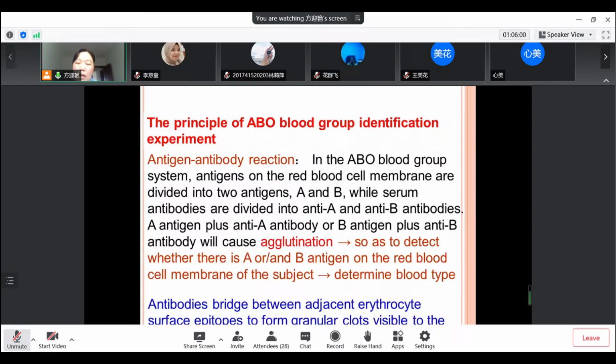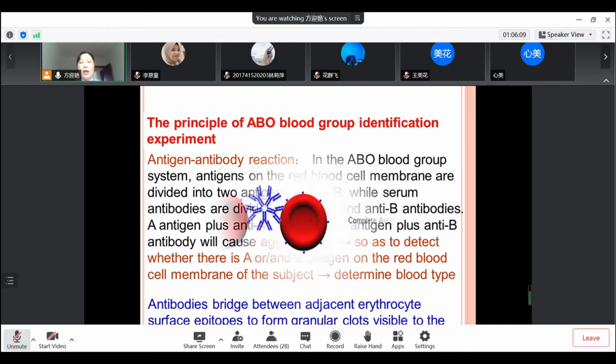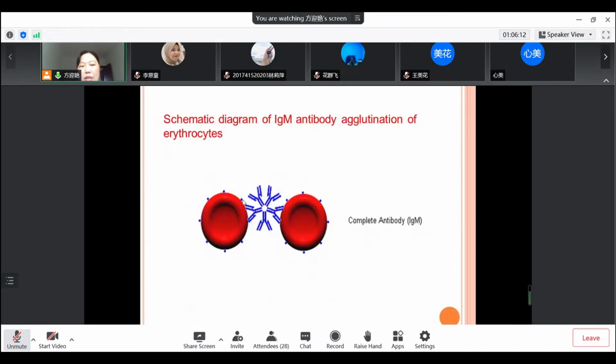So according to the principle of the ABO blood group identification, I hope you know that the nature is the antigen and antibody reaction. The antigens in the red blood cell and their antibodies can bond. If anti-A antibody can bond the A antigens, then we can see whether this antibody bonds the red blood cells or not.